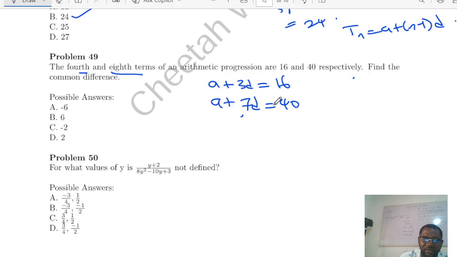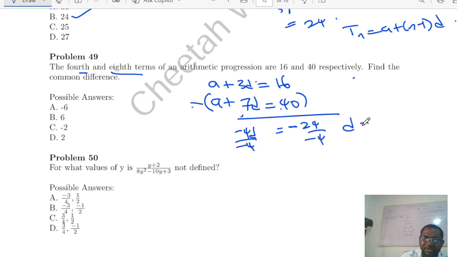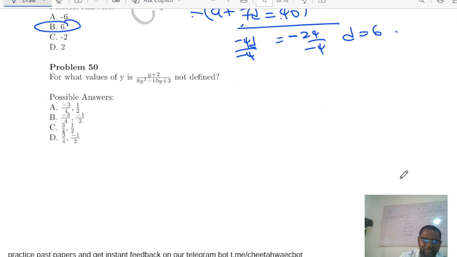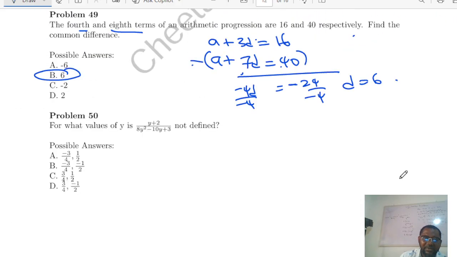So this is giving us a simultaneous equation which you can solve by just subtracting, right? A minus a is 0, 3d minus 7d is minus 4d, 16 minus 40 is minus 24. So if I divide both sides by minus 4, d is going to be equal to 6. So B is the answer to that question. Very easy. Very easy. And here we have the last question.